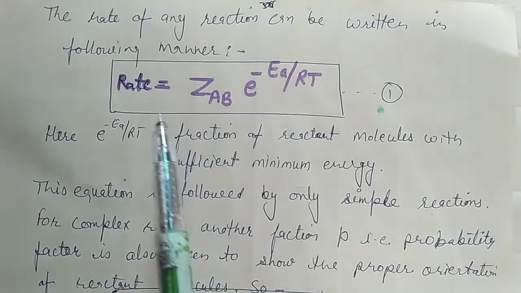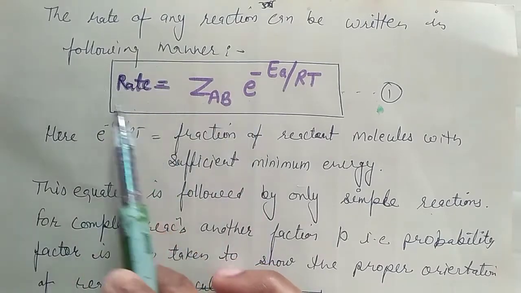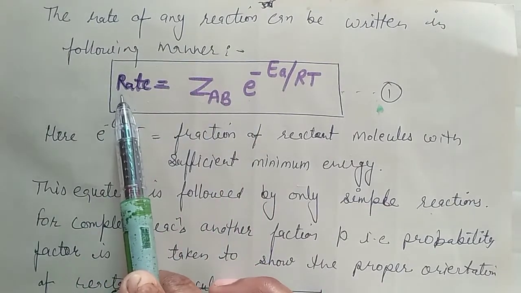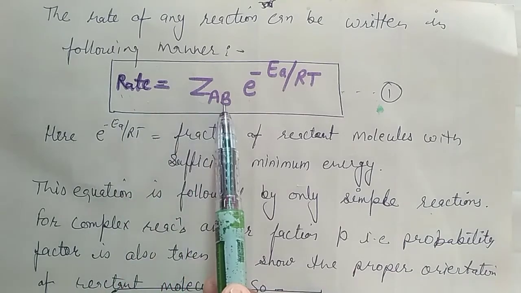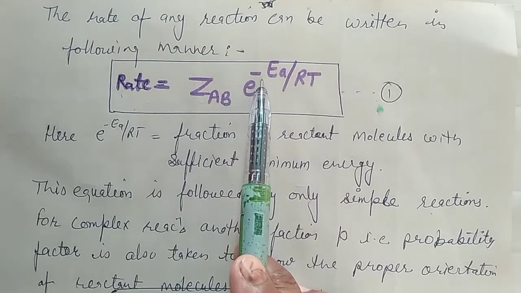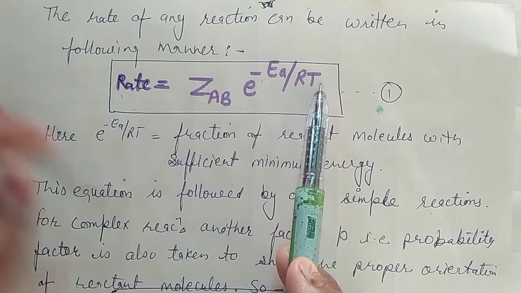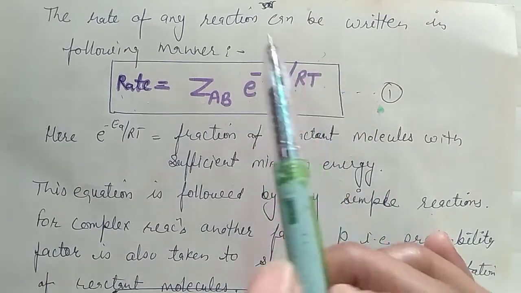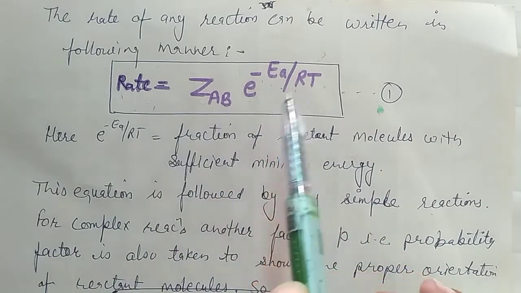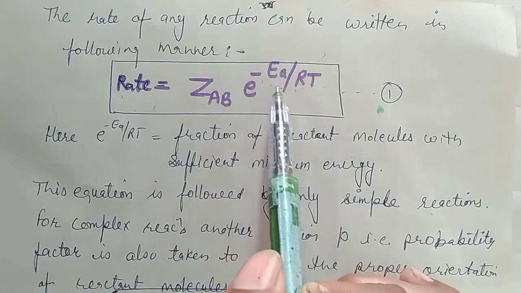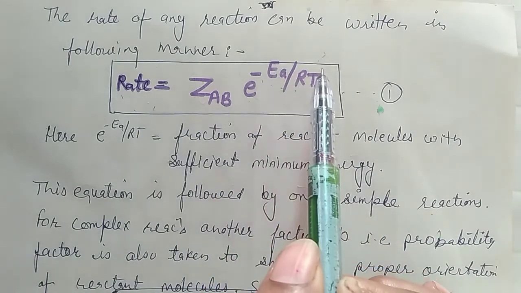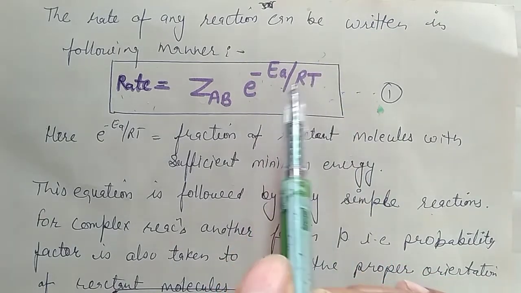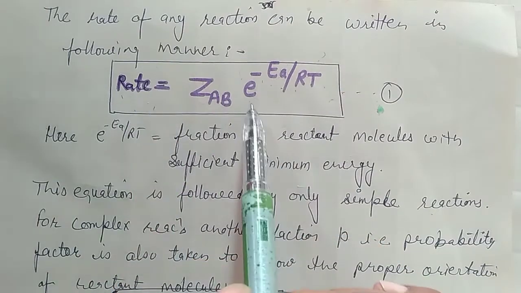This theory gives a relation between the rate of reaction and the collision frequency. Rate of reaction is equal to ZAB exponential to the power minus EA upon RT. This EA upon RT shows that the molecules having energy equal to EA or more than EA can collide effectively in proper orientation and can convert into product.